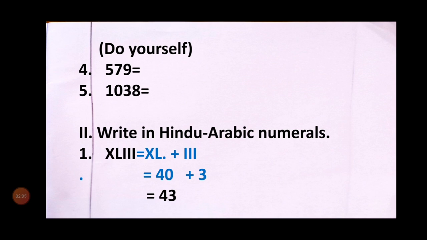The next two, 4 and 5. Fourth one, 579. You have to expand the number and substitute the Roman numerals. And fifth also, 1035. So you have to do it yourself. And Roman 2, write in Hindu Arabic numerals.